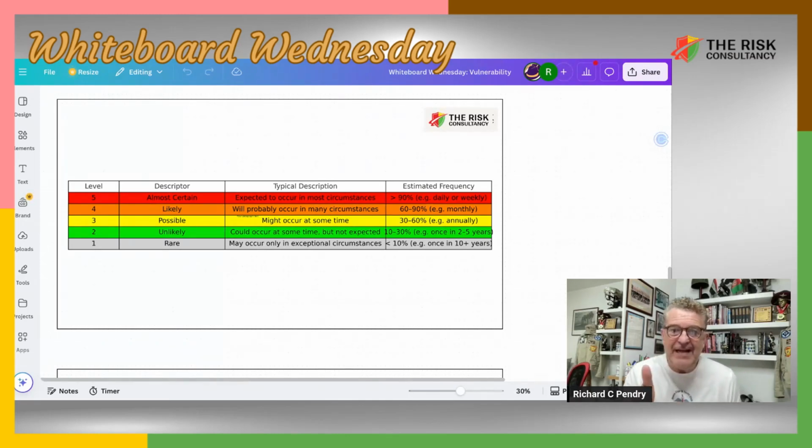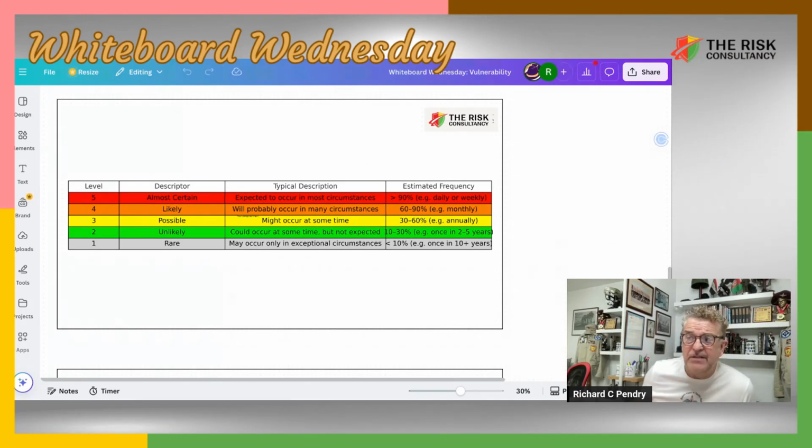Now, I really like using percentages. And when we look at impact, I will show you a really good way of being able to assess impact by using percentages and a monetary value. But there we are. We've got a descriptor on the left-hand side, a typical description, and percentages and a frequency. So that's a really good tool for you to go forward.